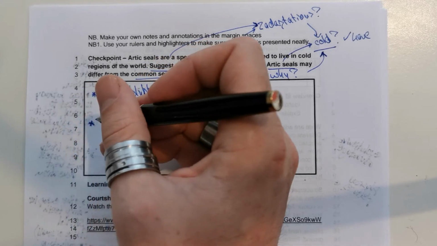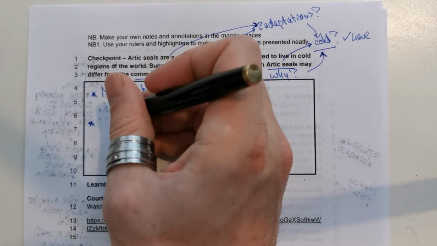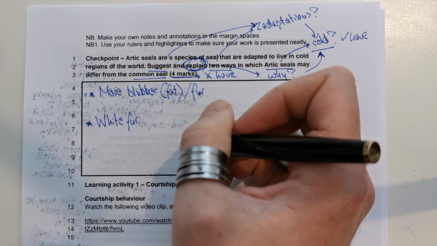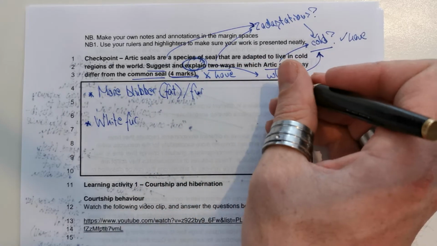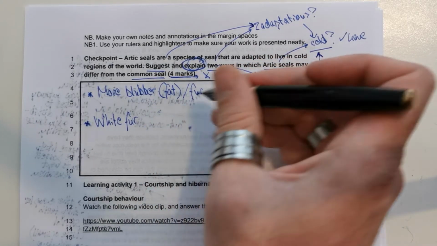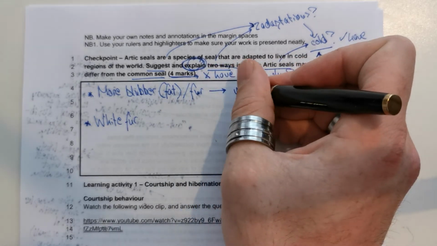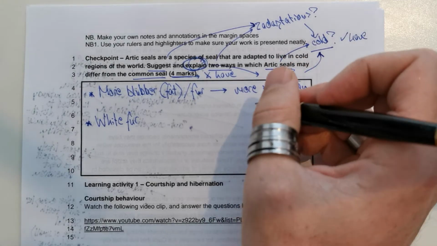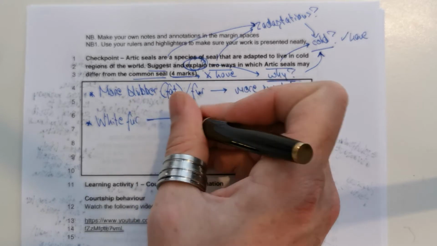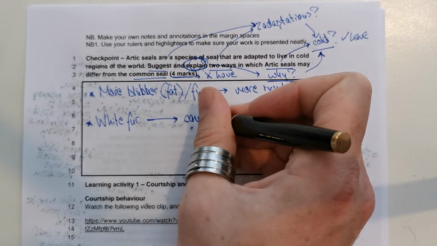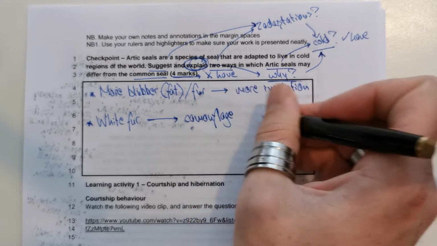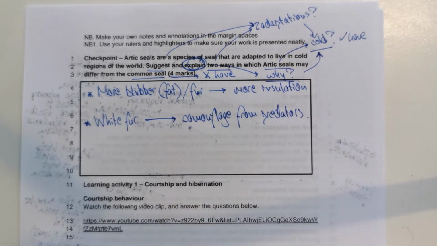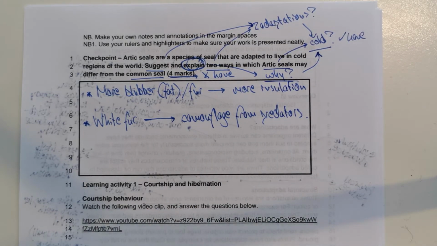If it's Arctic, it's in the snow, and it doesn't want to get eaten by polar bears, it might have white fur. So if we'd written these 2 things in our question, we'd get 2 marks. That's it. So now we need the 2 marks from the why. So why is more fat, more fur important? It's more insulation. That would be the key word. More insulation from the cold weather and the cold water. Whereas white fur, camouflage from predators. Camouflage from predators. So that's how you'd go through this one yourself.